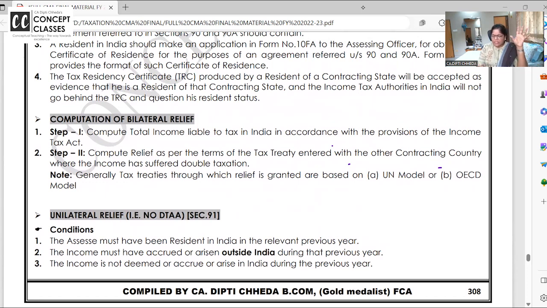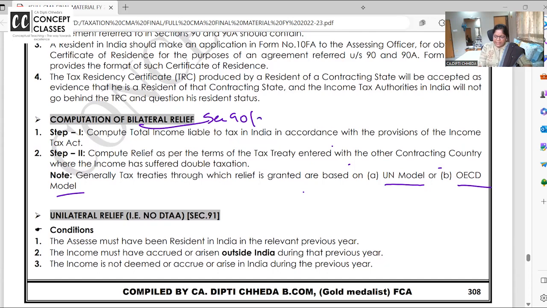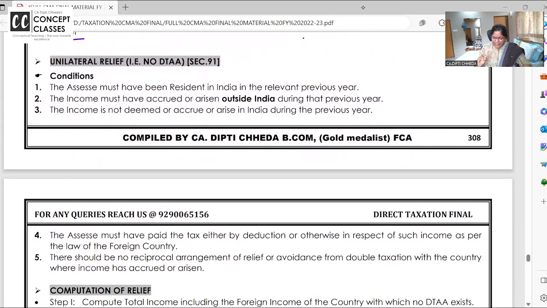Generally, tax treaties through which relief is granted are the UN model or OECD, Organisation for Economic Co-operation and Development. So these are the countries and models which we are following for double taxation bilateral relief. Now if there is no agreement, write here section 90 or 90A. But if there is no agreement, you have to write these conditions in exam and then solve the question. Okay.